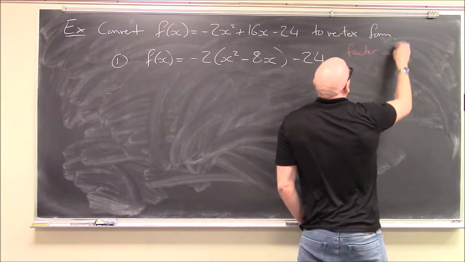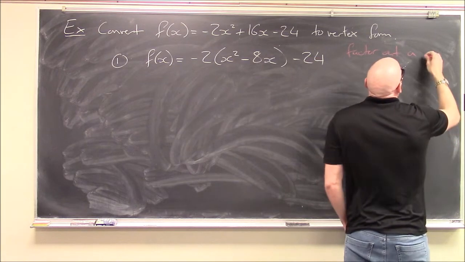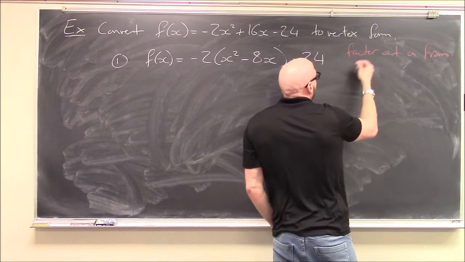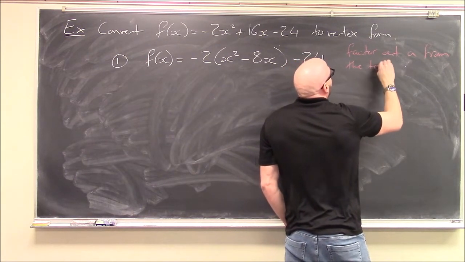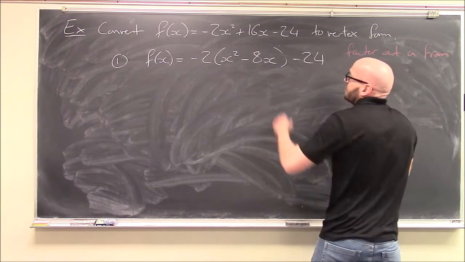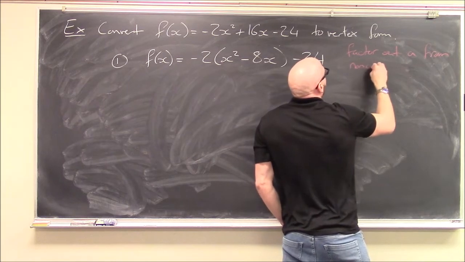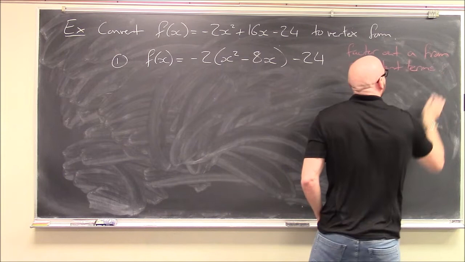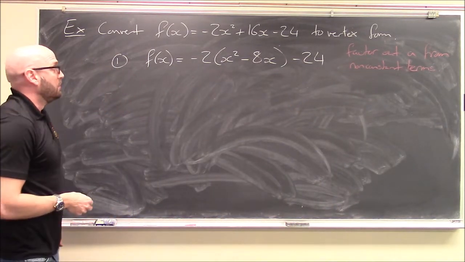Factor out a, the coefficient of x squared, from the first two terms, or the terms with x. Let's call them the non-constant terms, so everything except the constant term at the end. Alright, so there's the first step that you always do.